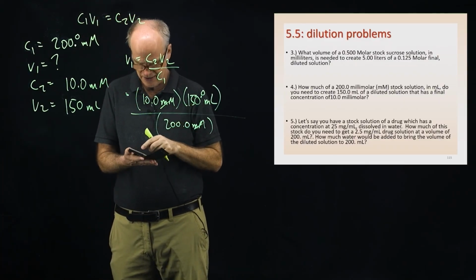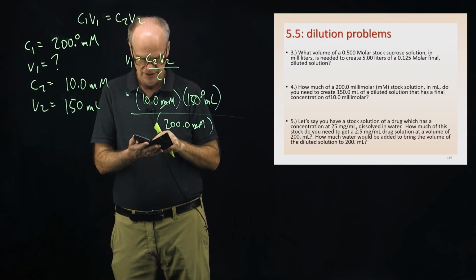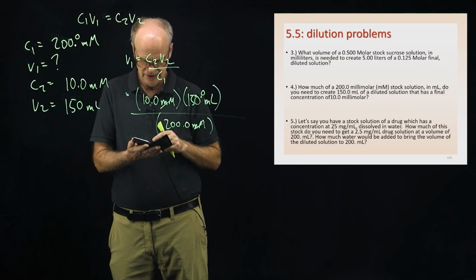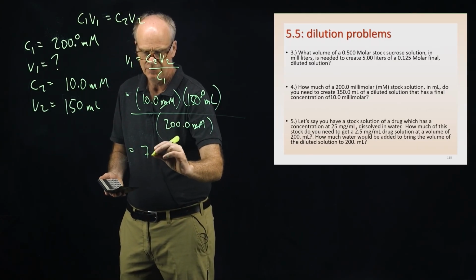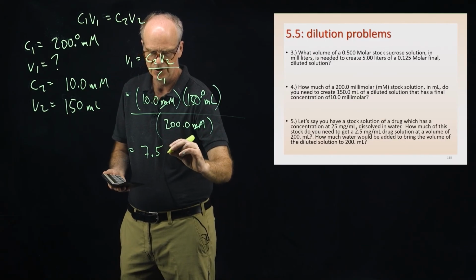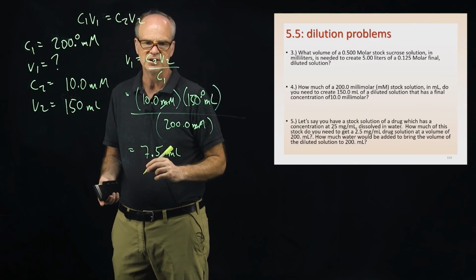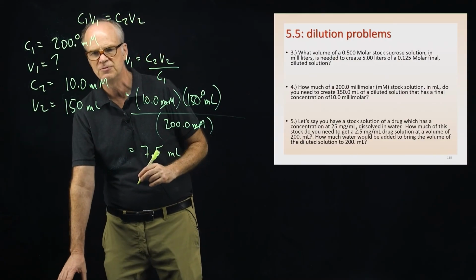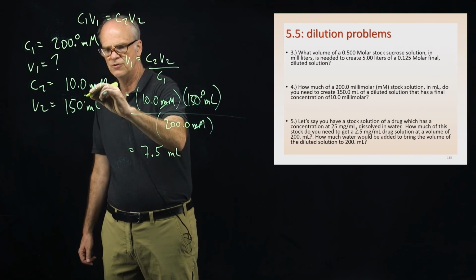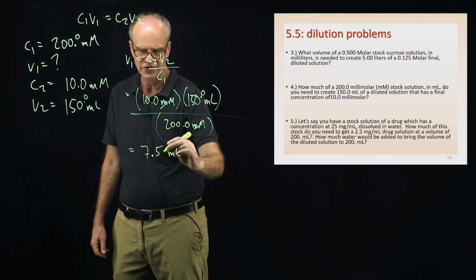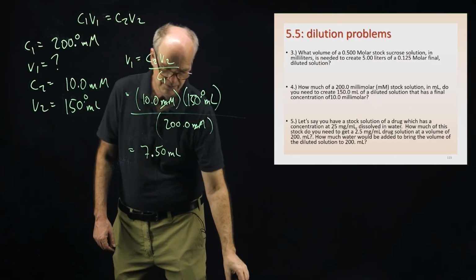So it's going to be 10 times 150 divided by 200. And I get an answer of 7.5 milliliters. And so does this need to be in 2 significant figures or 3 significant figures? It looks to me like this needs to be in 3 significant figures. Is V2? It's in 4 here. So yeah, 3 significant figures. So it should be 7.50 milliliters is your answer. Let's move on.